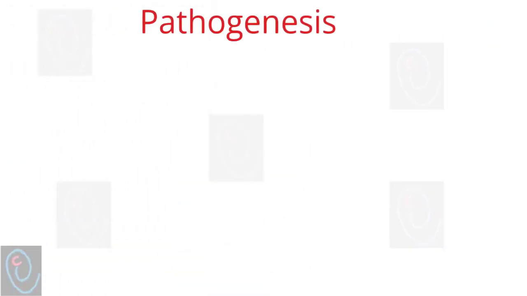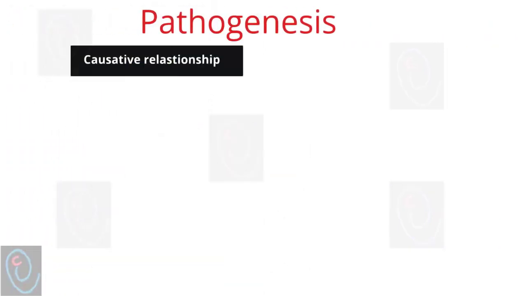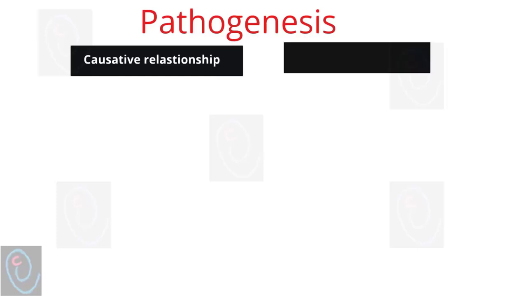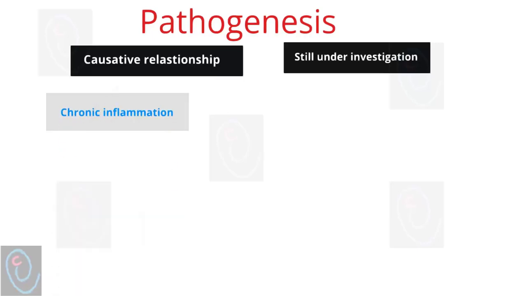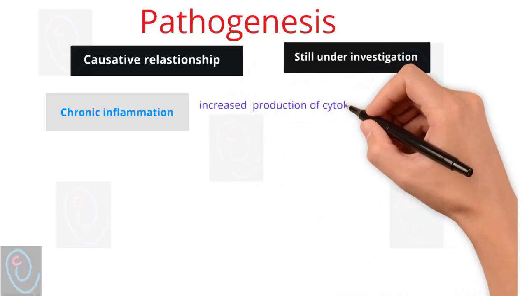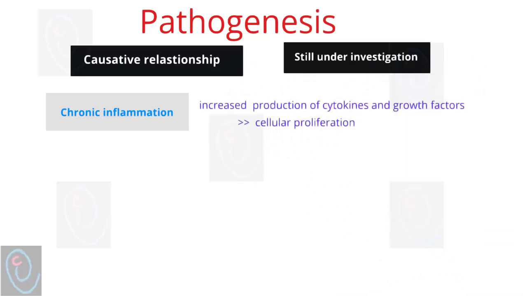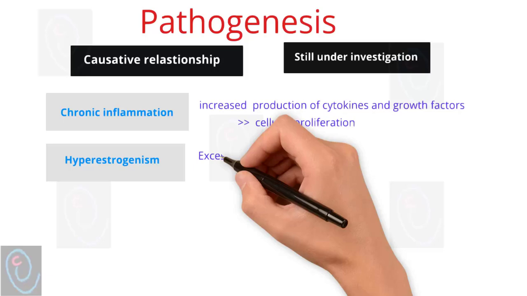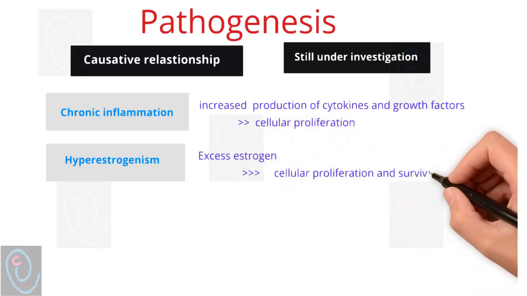Regarding pathophysiology, current evidence suggests a causal relationship between endometriosis and ovarian cancer. However, the definitive mechanism is still under investigation، لكن في بعض الكي ميكانيزم زي chronic inflammation. معروف ان endometriosis is a state of chronic inflammation, and long-standing inflammation leads to increased production of cytokines and growth factors, which promotes cellular growth and proliferation. كمان endometriosis بيبقى معاه excess estrogen, which promotes cellular proliferation and survival.